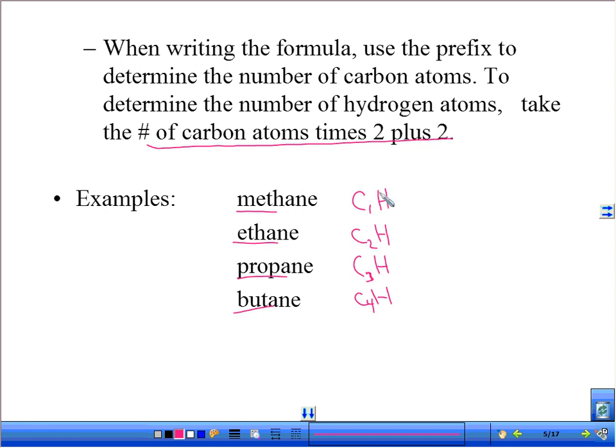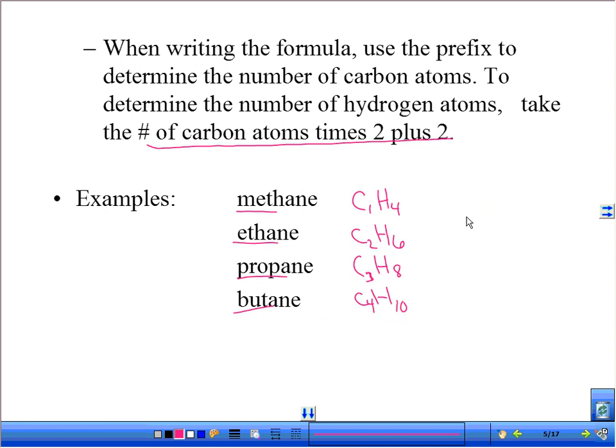Now to figure out the number of hydrogens, you take your number of carbons, multiply by 2, and add 2, such as 1 times 2 is 2, plus 2 is 4. So methane is CH4. Ethane: 2 times 2 is 4, plus 2 would be 6. Propane, 3 times 2 is 6, plus 2 is 8. Butane, 4 times 2 is 8, plus 2 is 10. Hopefully you can see every time you go up by a carbon, you're going up by 2 hydrogens. So there's our formula for butane, C4H10.